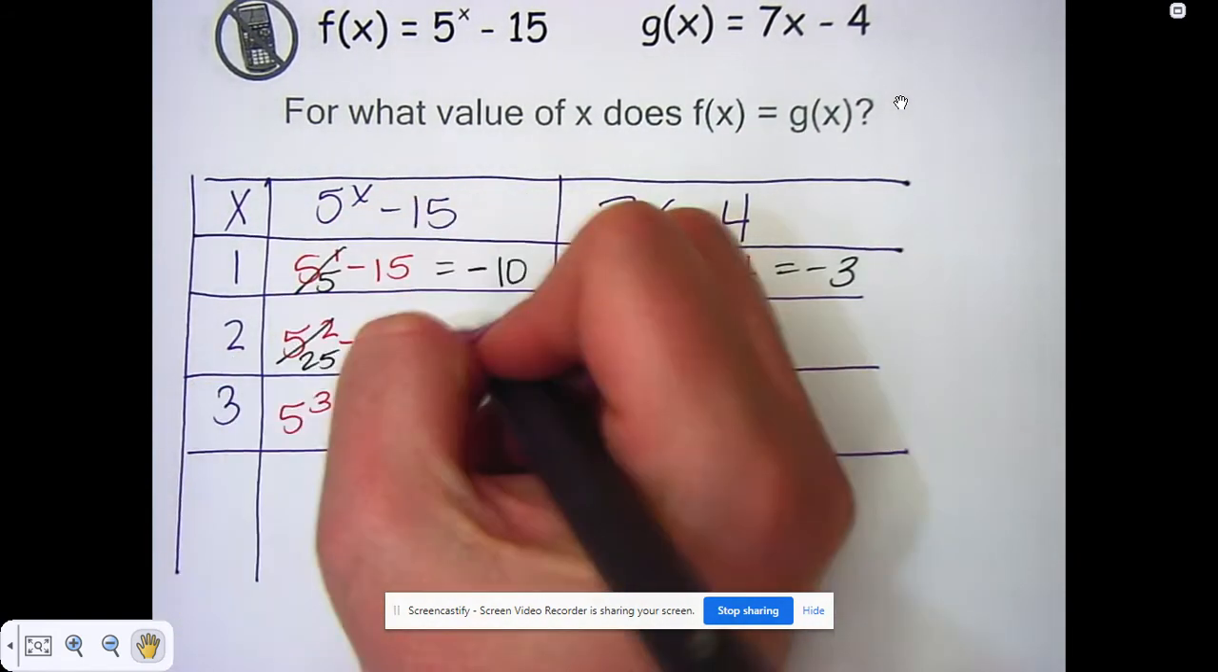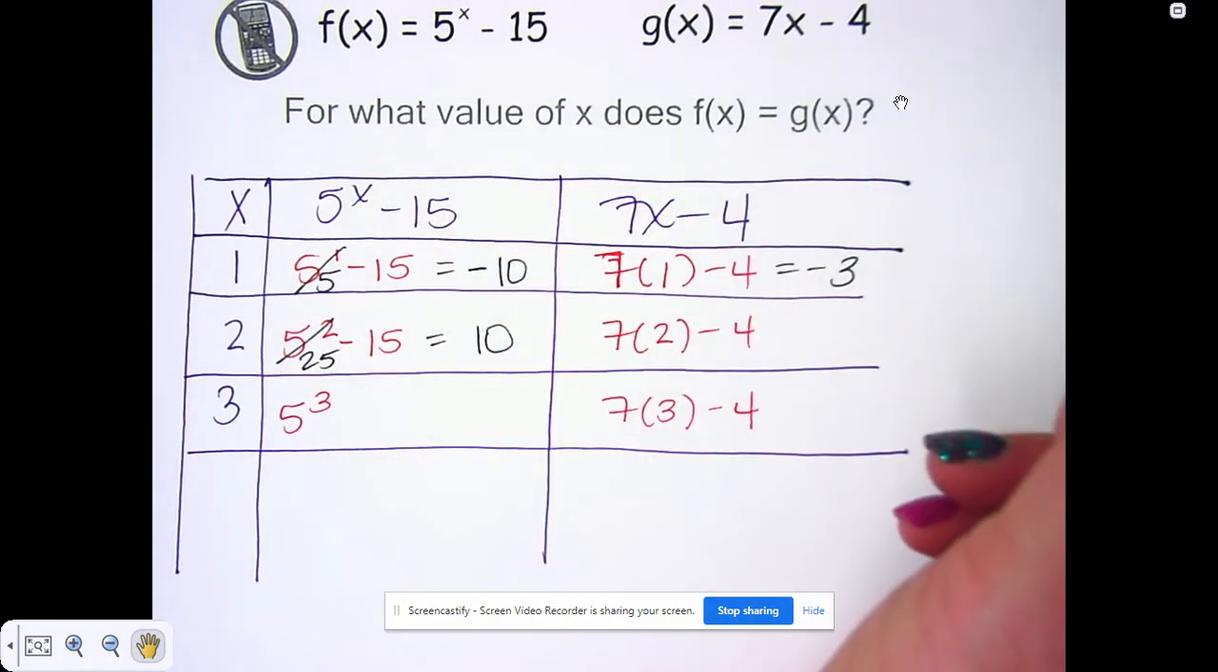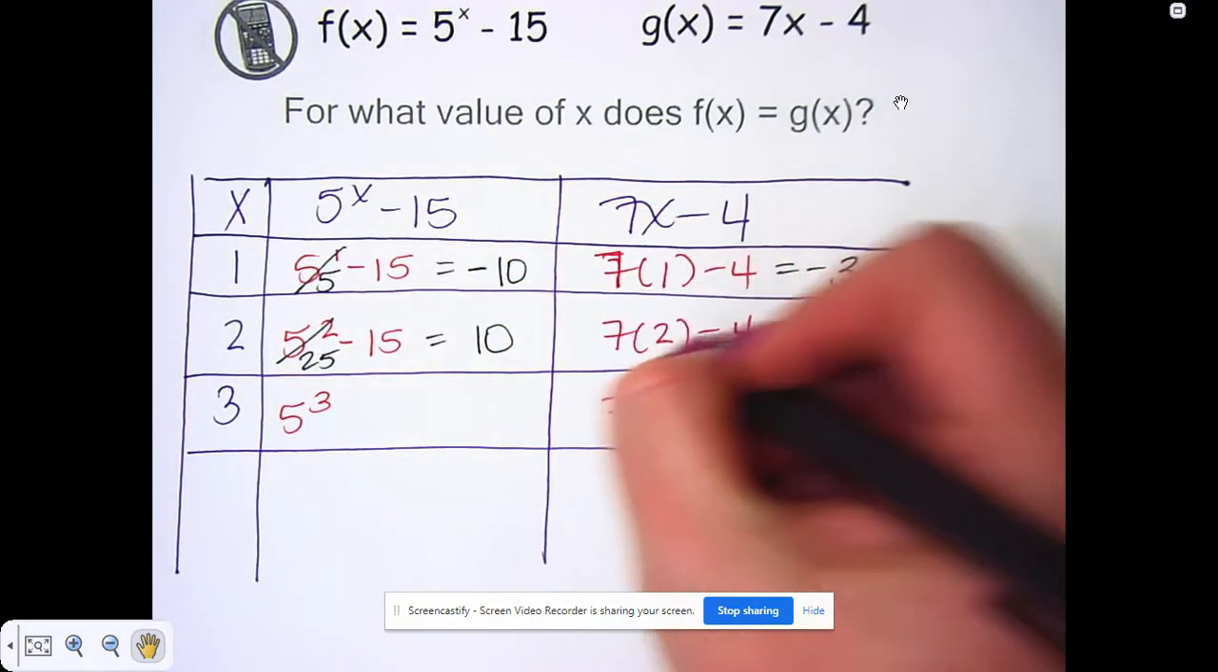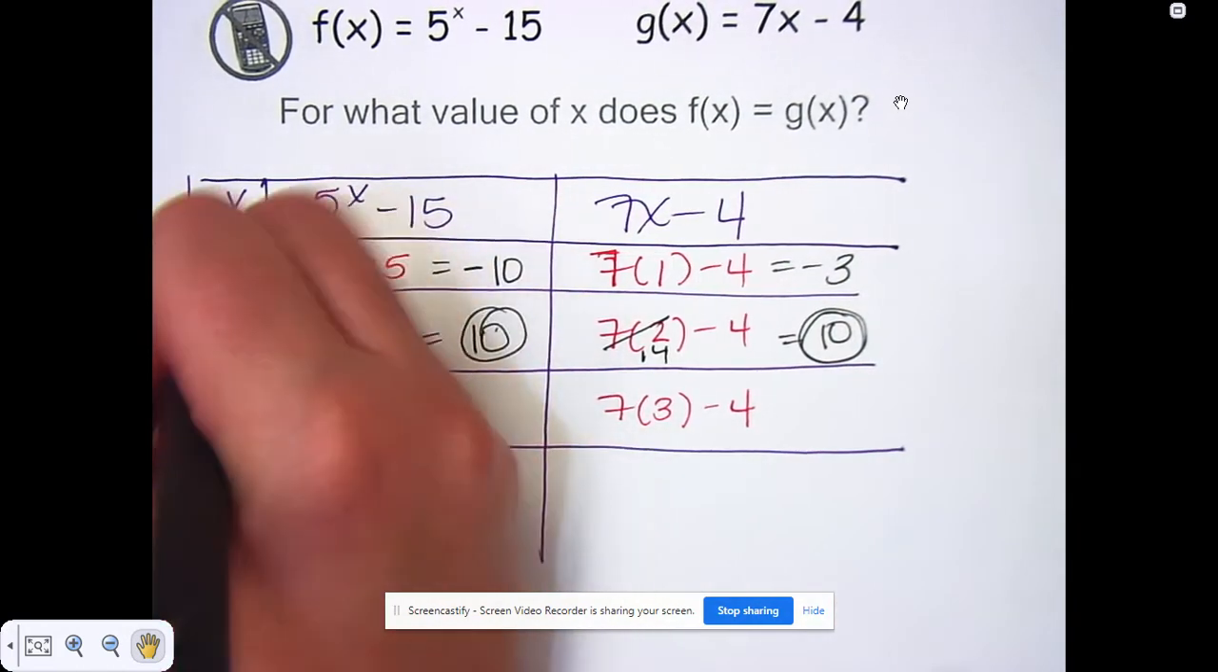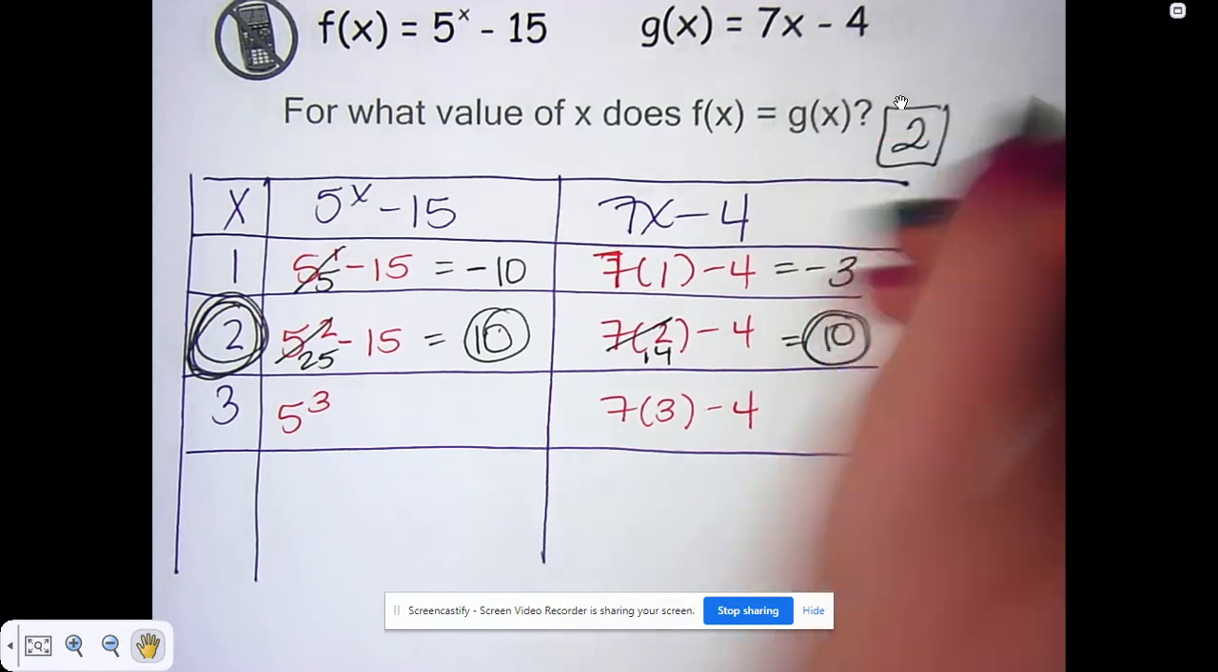5 squared is 25 minus 15 is 10. 14 minus 4 is 10. So right there we are. So our answer is 2. So I didn't even have to do 3 on that one.